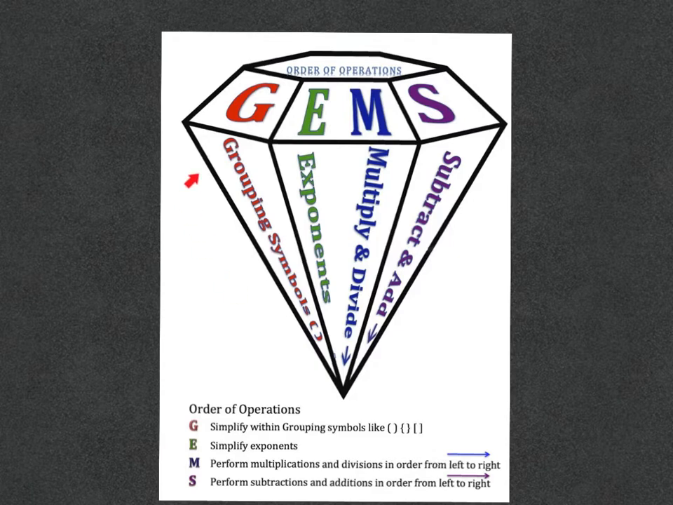Remember that now we use GEMS instead of PEMDAS because we have more than just parentheses. We have all kinds of different grouping symbols. So this GEM icon can help you remember GEMS: grouping symbols, exponents, multiplication and division, subtraction and addition. And remember that the left to right is a big part of what you need to remember. And always save your subtraction and addition for last, unless you're working within grouping symbols.